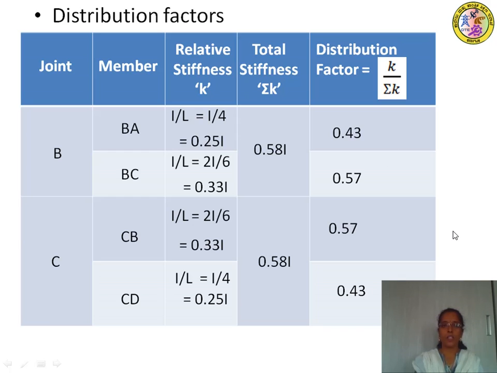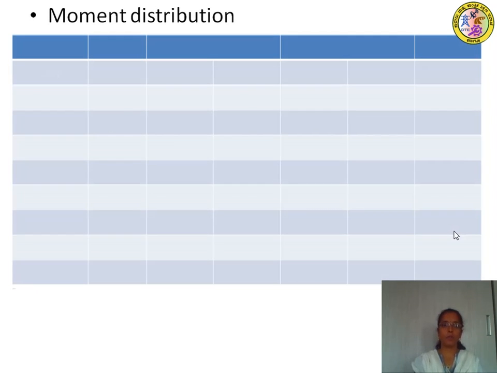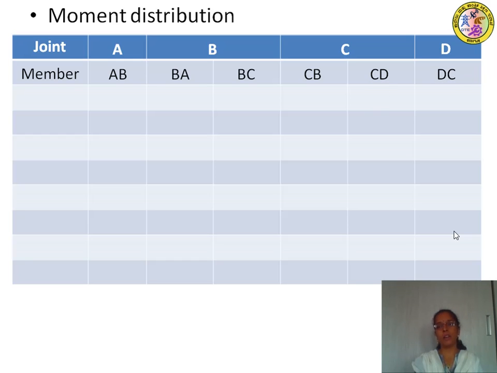Okay, so next we'll move to the distribution of moments. So tabulate it as usual. The first row is the joints of the given structure. So the different joints are joint A, B, C and D. And in the second row we have the members meeting at different joints. Under A we have member AB, under B we have BA and BC, under C we have CB and CD, and at D member DC is meeting at joint D.